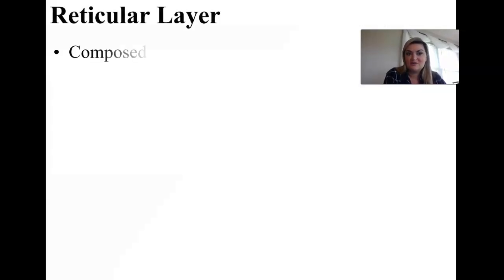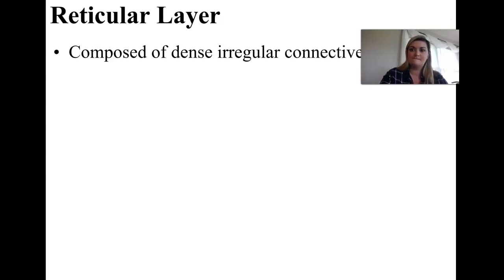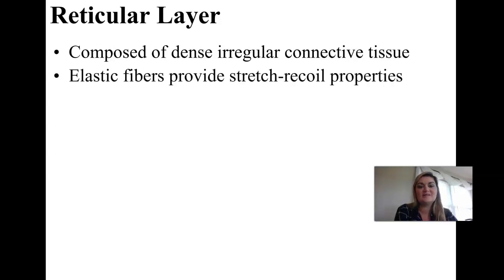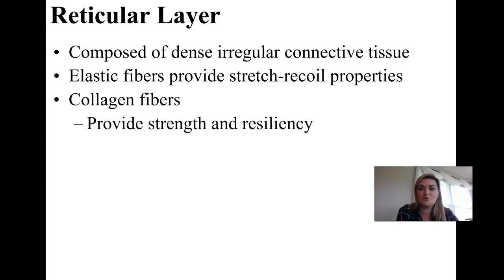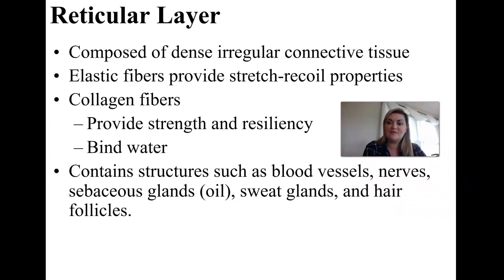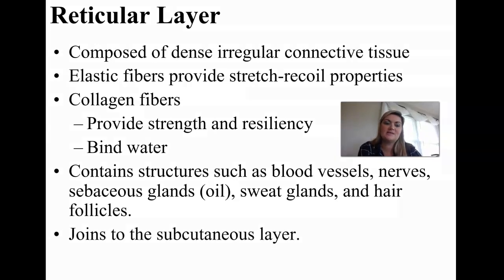Next, we're going into the reticular layer. It's going to be composed of dense, irregular connective tissue. Its elastic fibers are going to provide stretch and recoil properties. Remember, this is going to be the layer that consists of most of the things that you're going to find in the dermis. You also have collagen fibers. Those are going to be there for strength and resilience. It's going to help bind water. It also contains structures such as blood vessels. It'll contain nerves. It has your sebaceous glands or oil glands. It's going to have your sweat glands. It's going to have hair follicles in those areas. It's also going to join the subcutaneous layer.